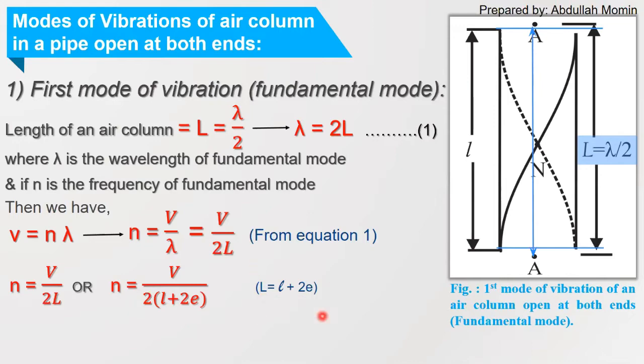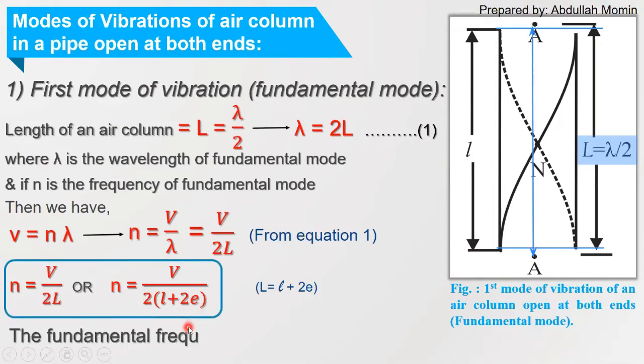And we have seen the derivation of the corrected length in detail in one of our videos. If you want to learn about this equation in detail, you can watch the video by clicking on the I button. So this n is equal to v by 2 into capital L, or n is equal to v by 2 into, in brackets, small l plus 2e. This is the frequency of the fundamental mode of vibration, or it is also called the first harmonic.